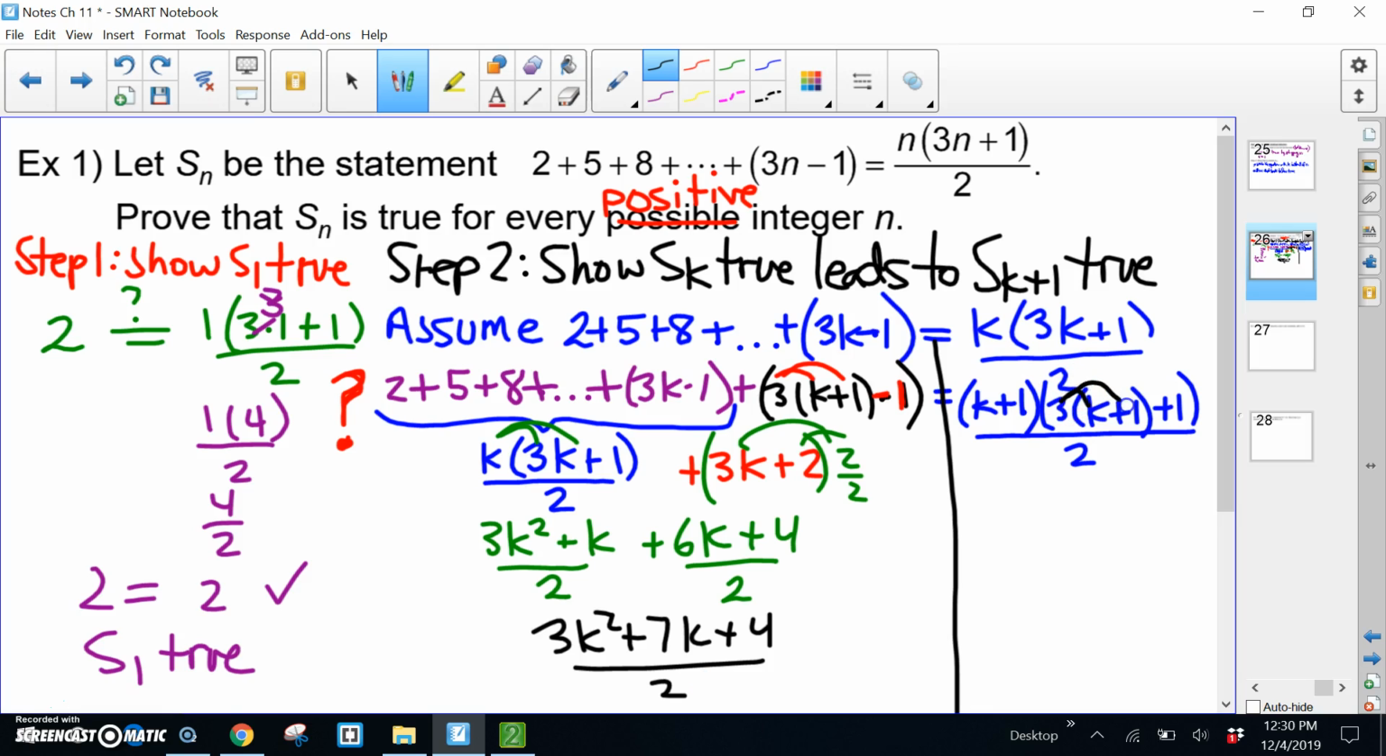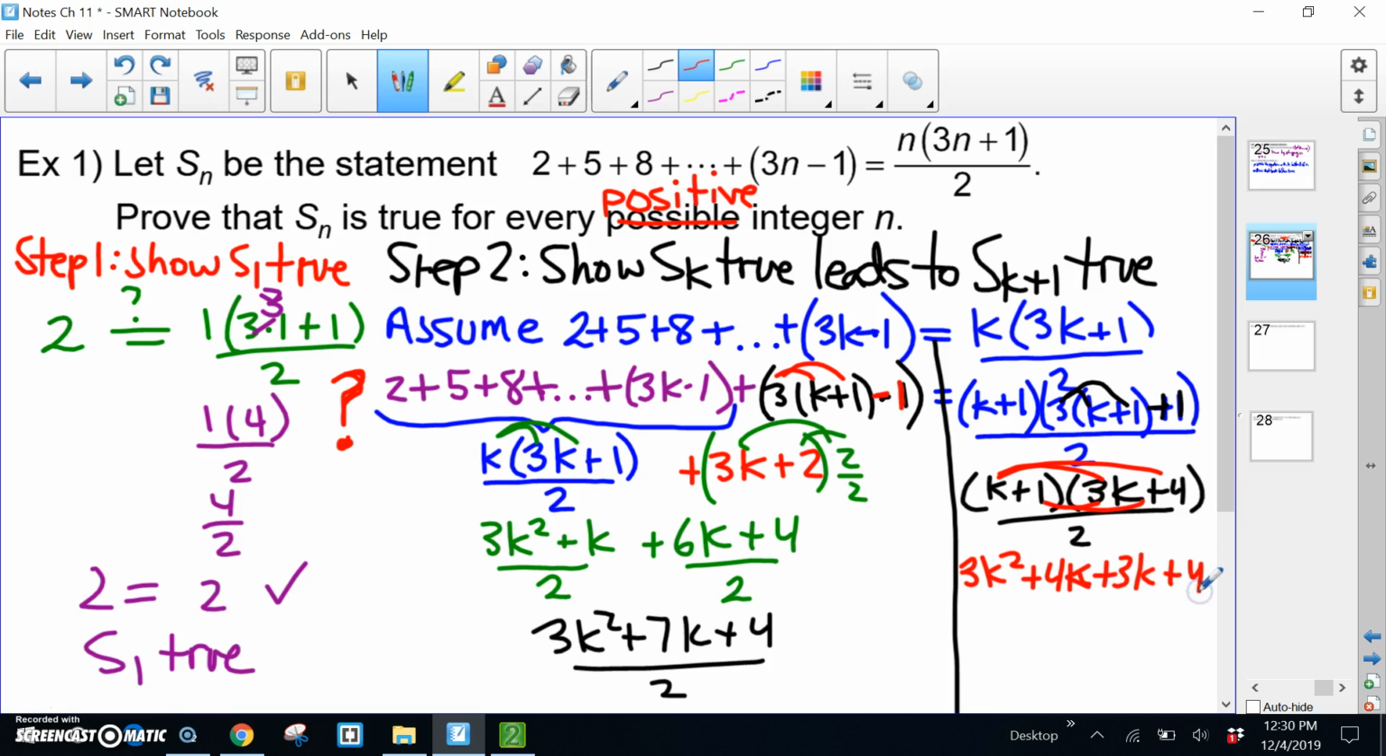Let's distribute this 3. That would say 3k plus 3. And then go ahead and add this 1 on there. That's 3k plus 4. So this right side would be k plus 1 times 3k plus 4, all over 2. Those might be equal. I'm going to test it out by FOILing here. Let's do a double distributive. That's going to be 3k squared plus 4k, plus 3k plus 4, all over 2.